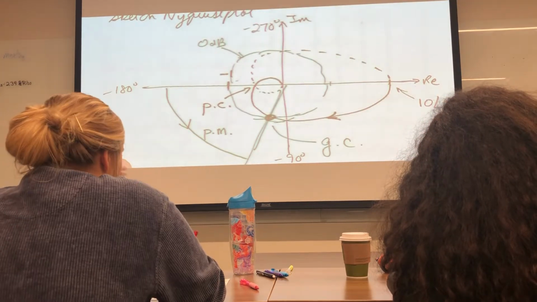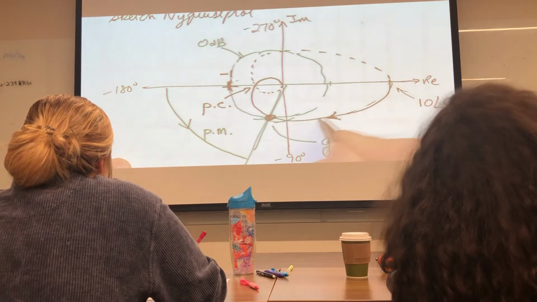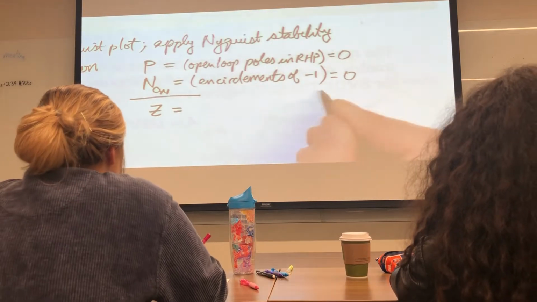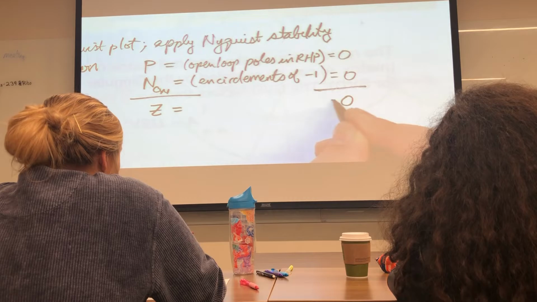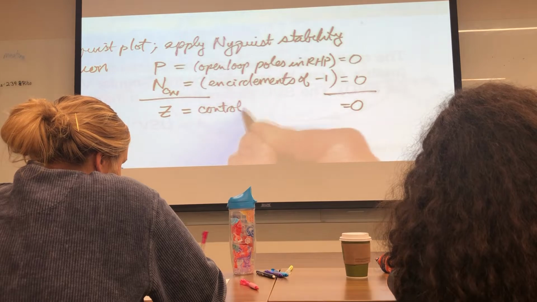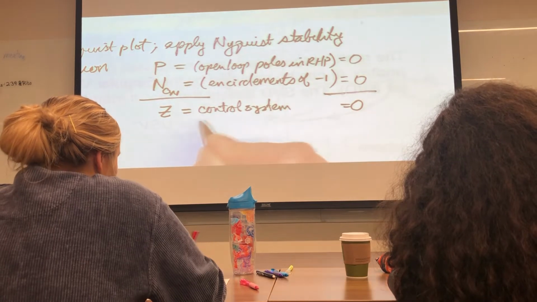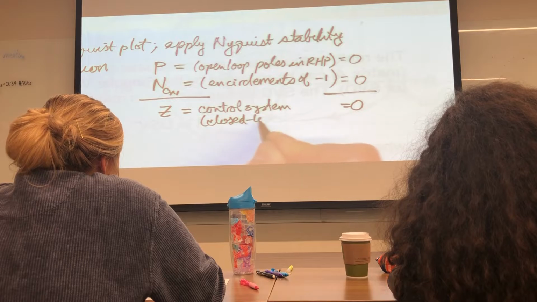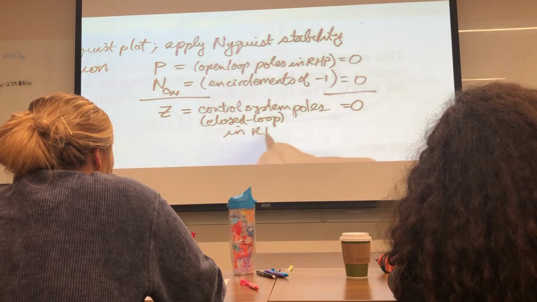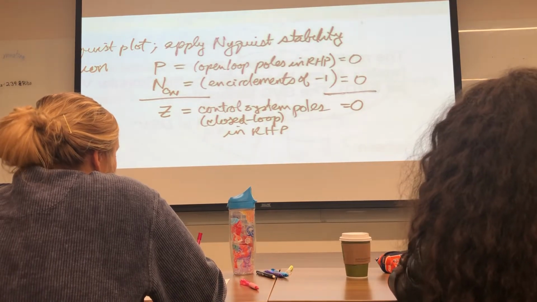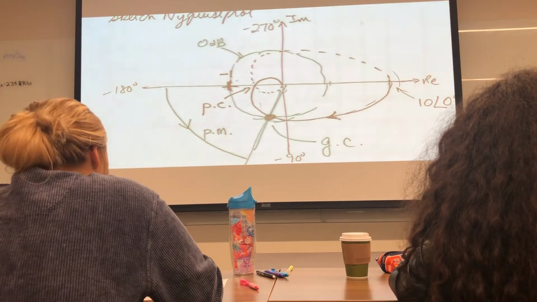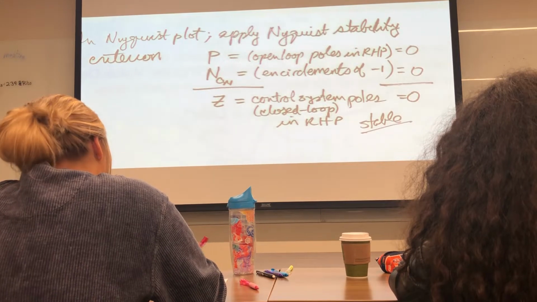Here's my terrible sketch. Here's minus 1. Here's the curve. And it doesn't encircle it at all, so N is equal to 0. I add all that together, I get Z is equal to 0. What is Z? Z is the number of control system closed loop poles in the right half plane. It's 0. So that means the system is stable. Okay?